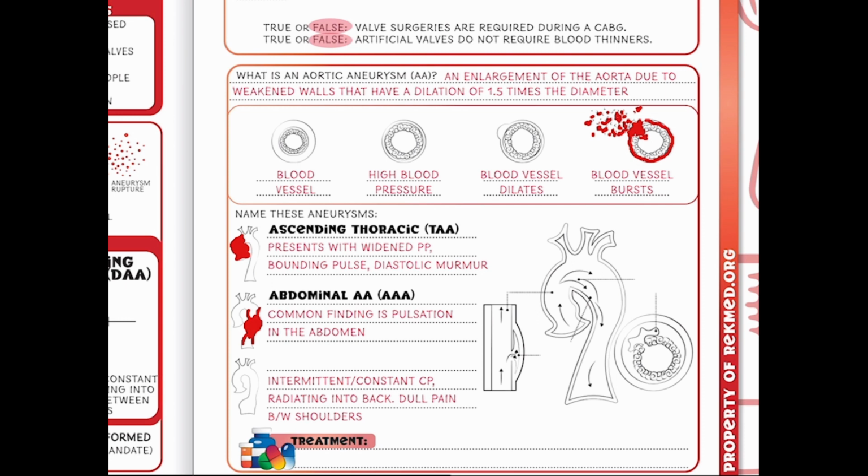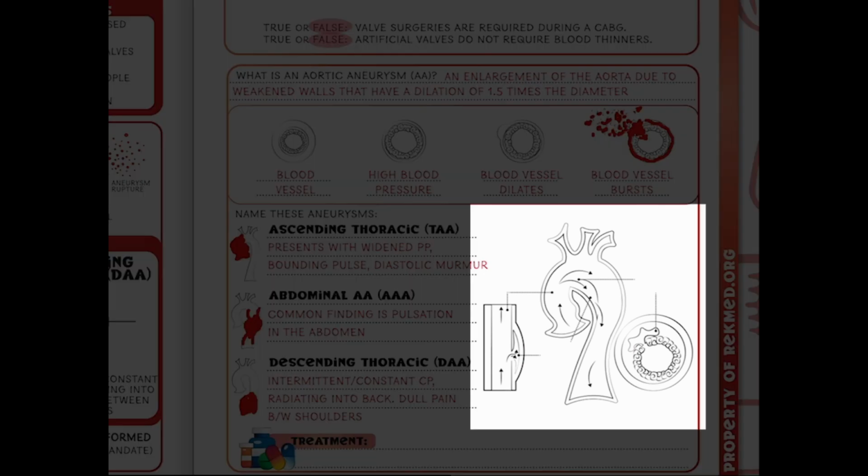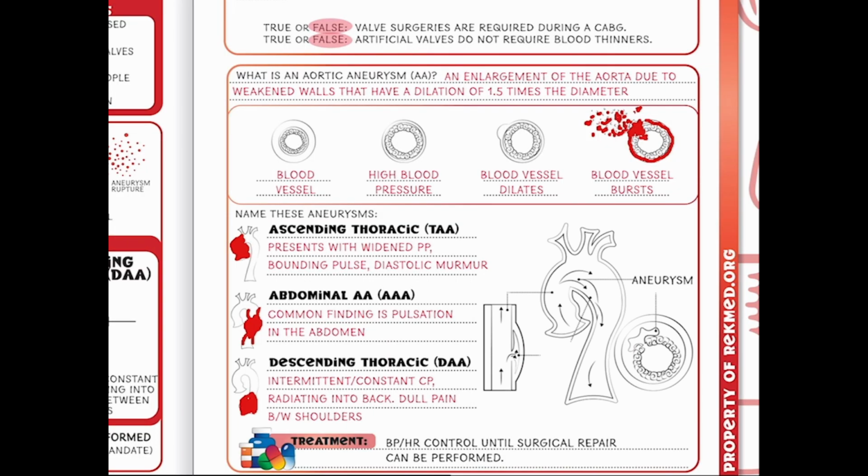And an aneurysm that has intermittent or constant chest pain that radiates into the back with some dull pain that people complain about between their shoulder blades, this is known as a descending thoracic aneurysm, or a DAA. To get a good look here at our anatomy, we have our aneurysm that's going to be present here in this little wall. As you can see, there's a little tear. This is going to be before that rupture, and this is where that blood is flowing.